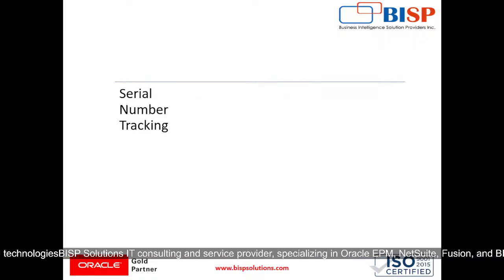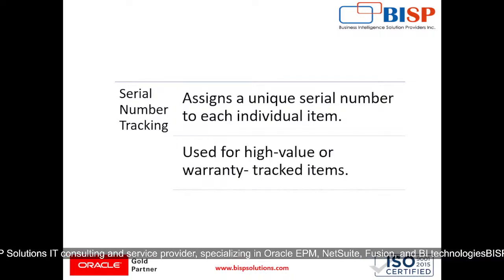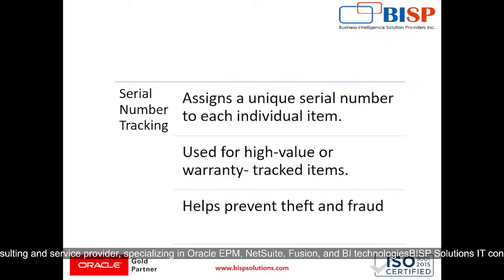Then comes our serial number tracking, where it assigns a unique serial number to each individual item. It is also used for high value or warranty tracked items, and it also helps prevent theft and fraud. For example, a mobile company sells an iPhone with serial number hashtag SN12345678. So if a customer claims a warranty, NetSuite can verify its purchase and service history for easy working.